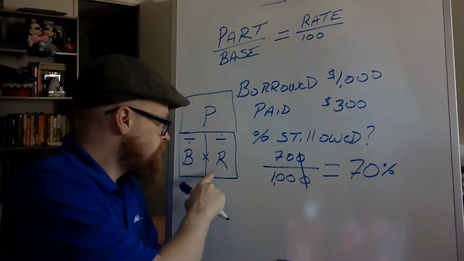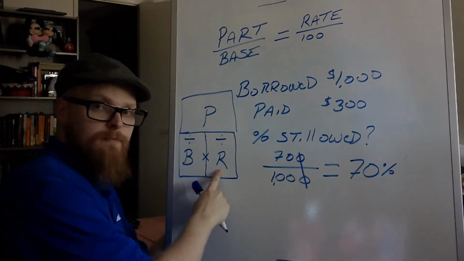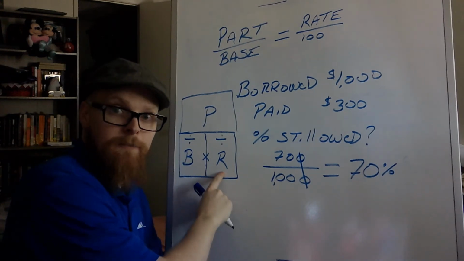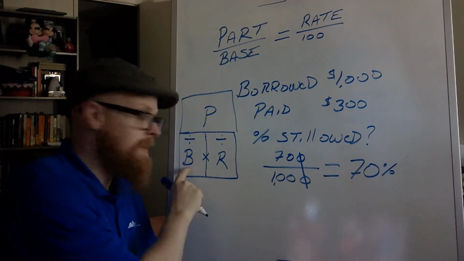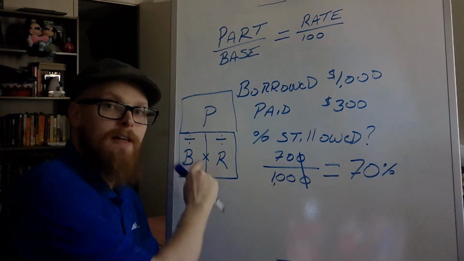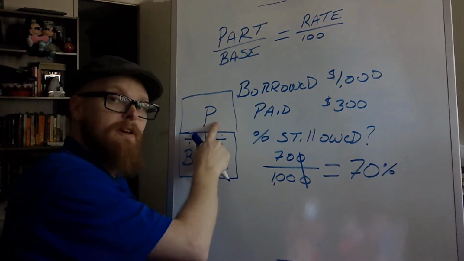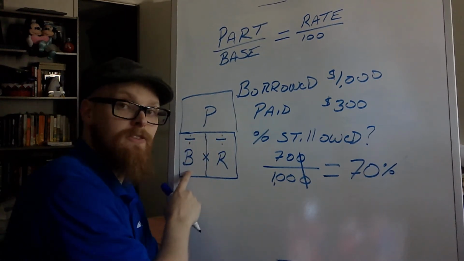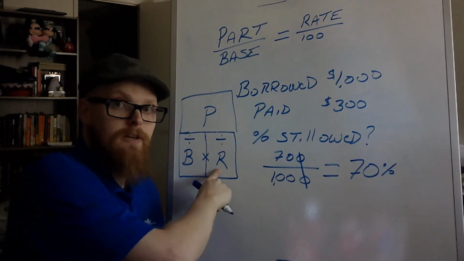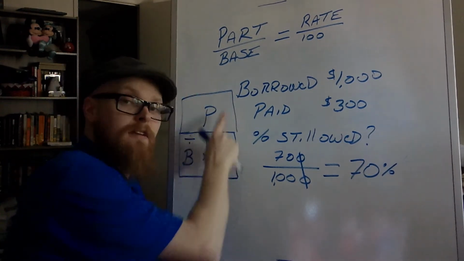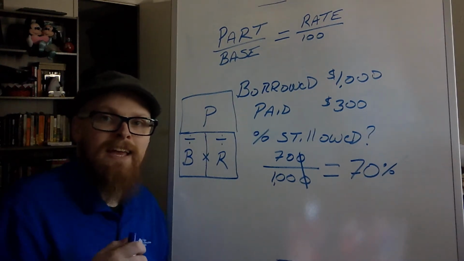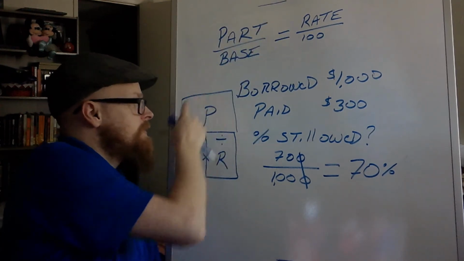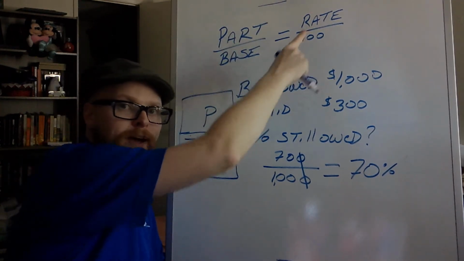What this tells me is if they give me the part and the rate, I'm going to take the part and divide it by the rate, and that will give me the base. If they give me the base and the rate, I multiply those two, and it will give me the part. If they give me the part and the base, I will divide the part by the base, and it will give me the rate. When you first see this, it can be kind of confusing, but it is a short, condensed formula. This keeps me from having to move pieces around.